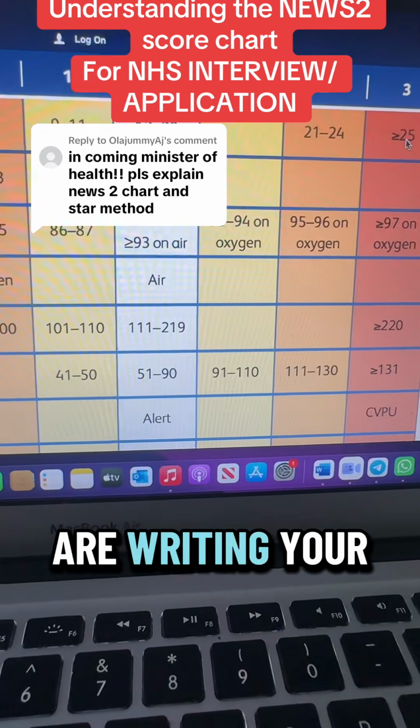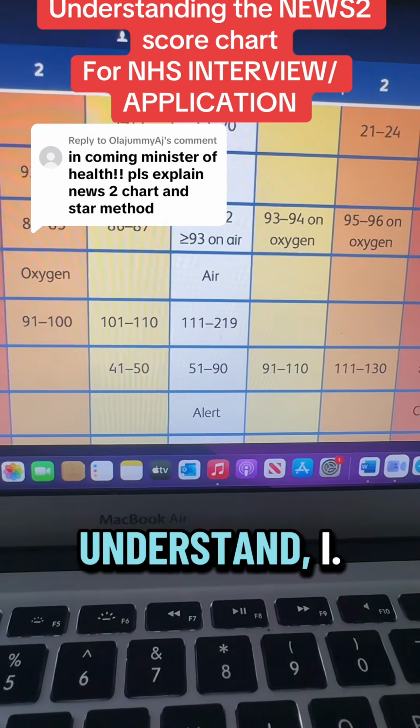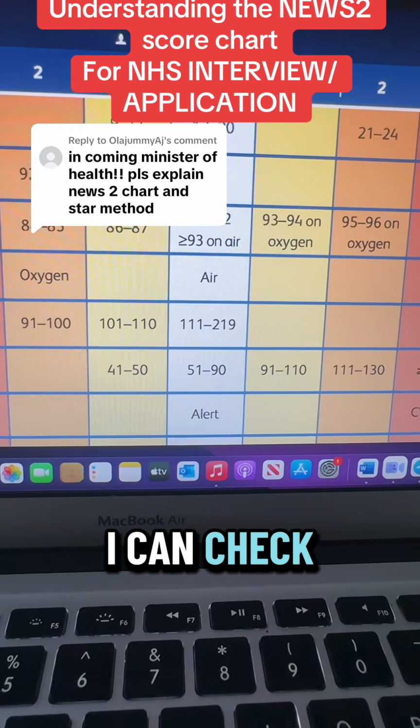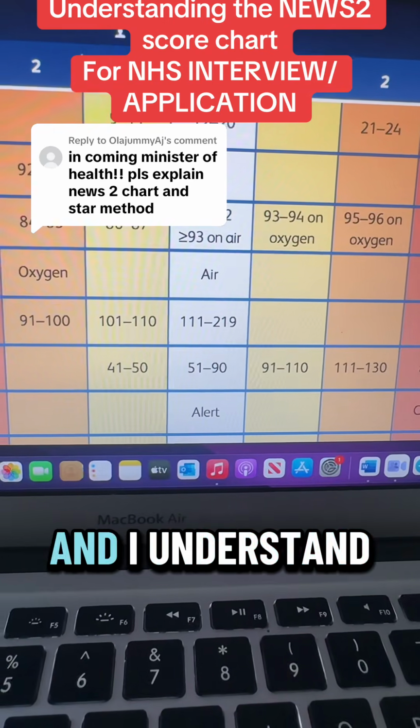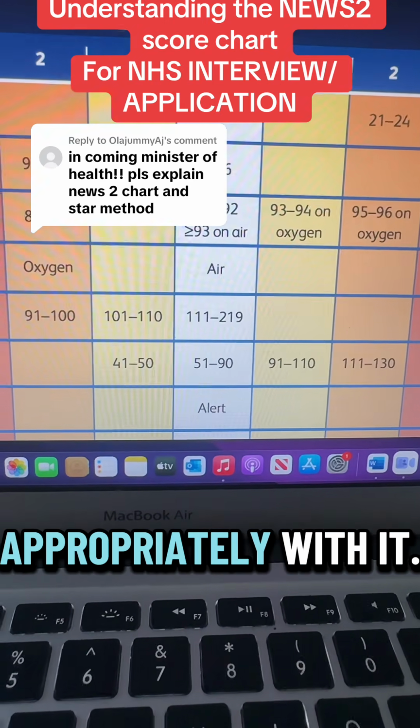So whenever you are writing your application or talking in your interview, you say, I understand, I can check the vital signs, and I understand the use of the NEWS2 chart, and I escalate appropriately with it.